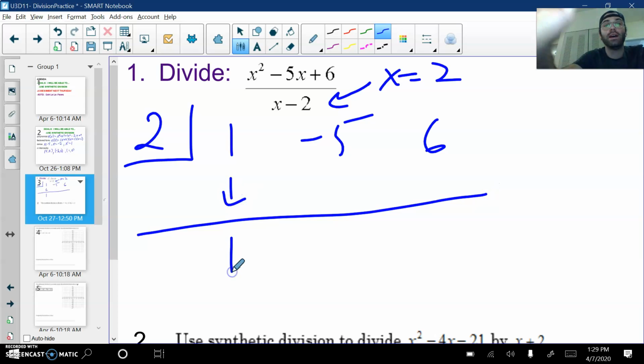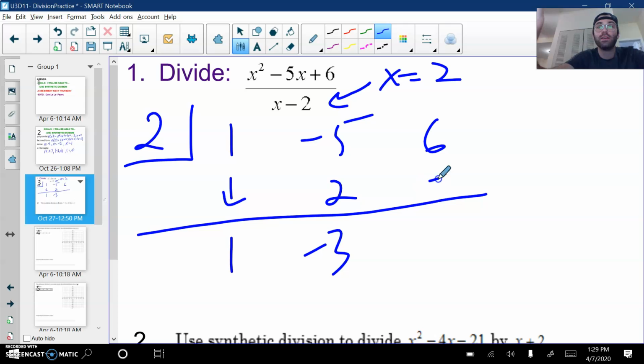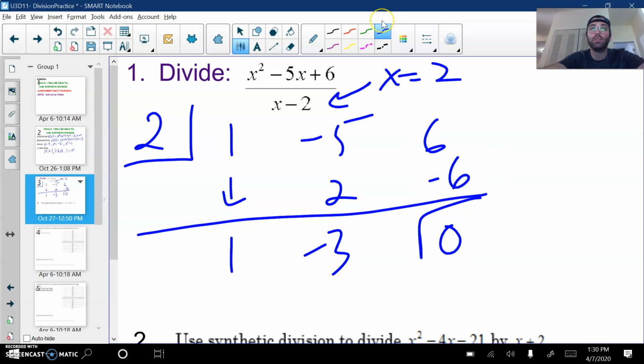1 comes straight down. 1 times 2 is 2. Add straight down to get -3, to get -6, to get 0. And that's how you know you won. So the result would be x minus 3. Remember, my result is always 1 less than the degree of my beginning polynomial. My starting polynomial was x squared, so the result was just x to the first power.